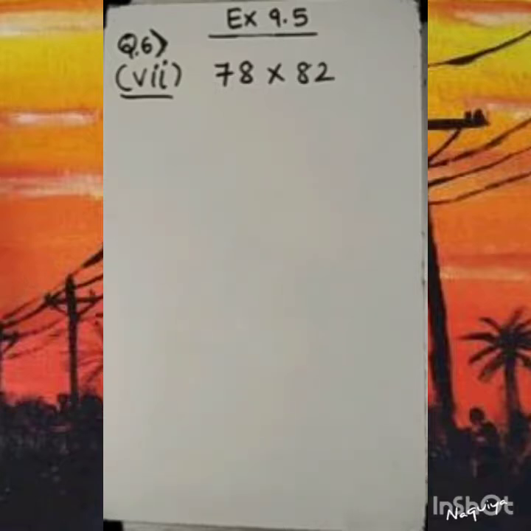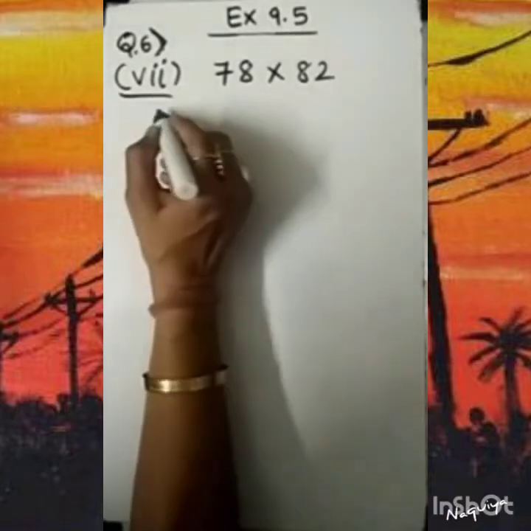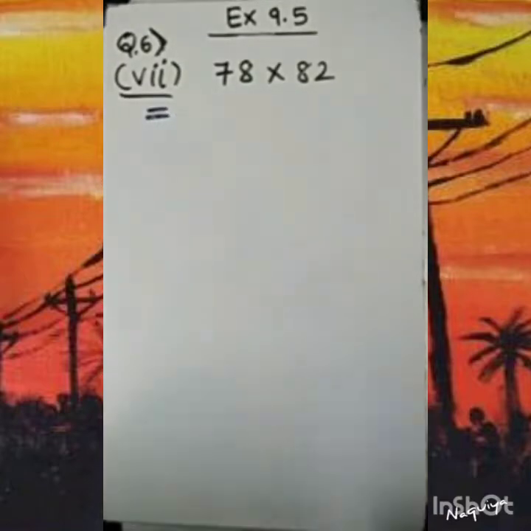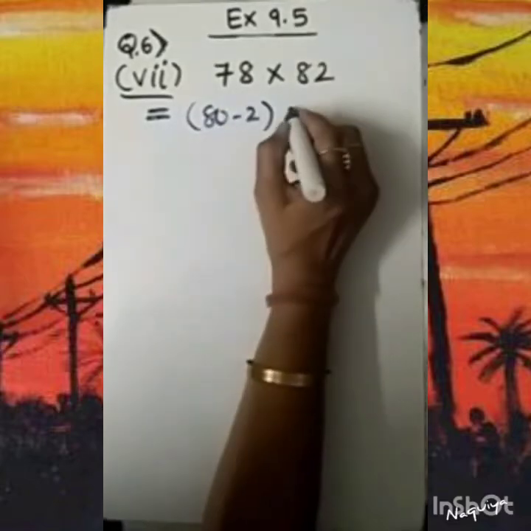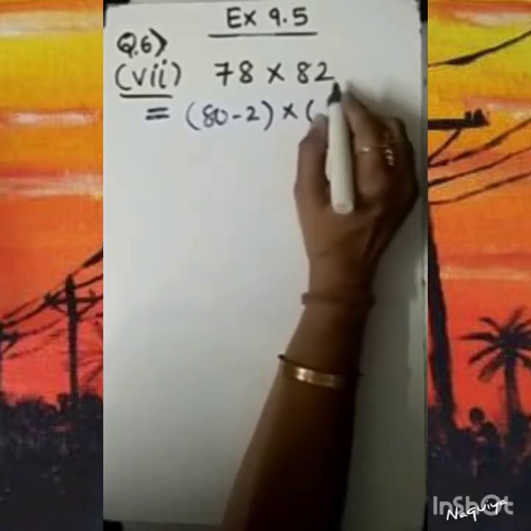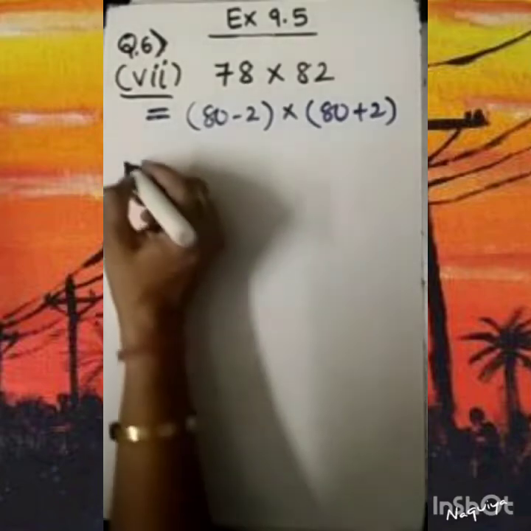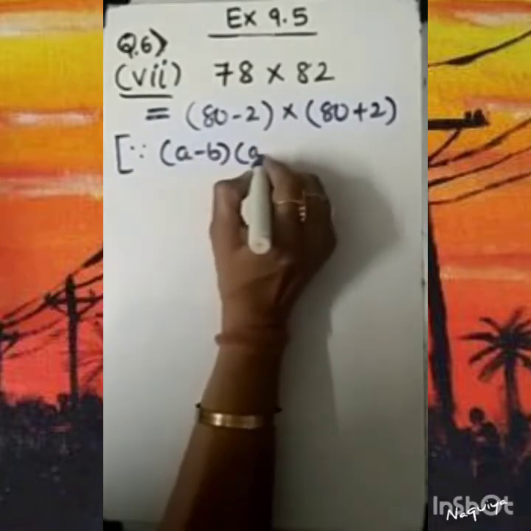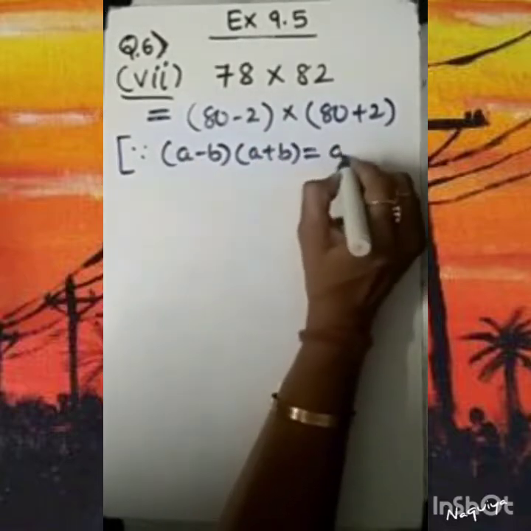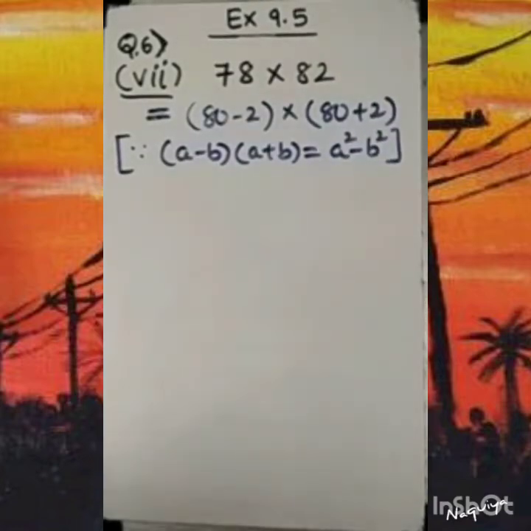Exercise 9.5, question number 6. The seventh part is 78 into 82. This is the question. Let's see how to solve. We know very well 78 can be written as 80 minus 2. Nearest round off we have to take. 82 can be written as 80 plus 2. Fine. 80 minus 2, 80 plus 2 means which identity? So we need to mention (a minus b)(a plus b) is equal to a square minus b square. Fine. So this identity we are applying.